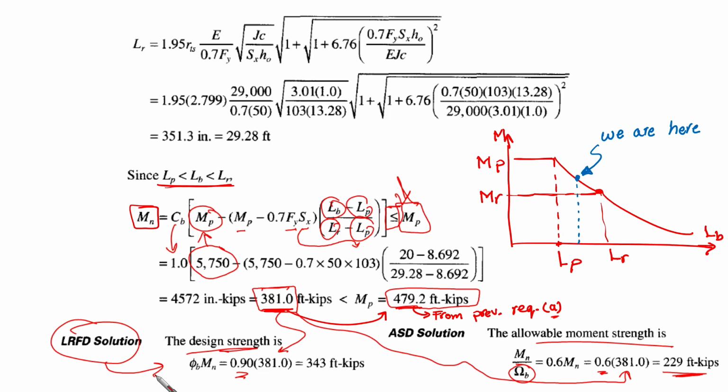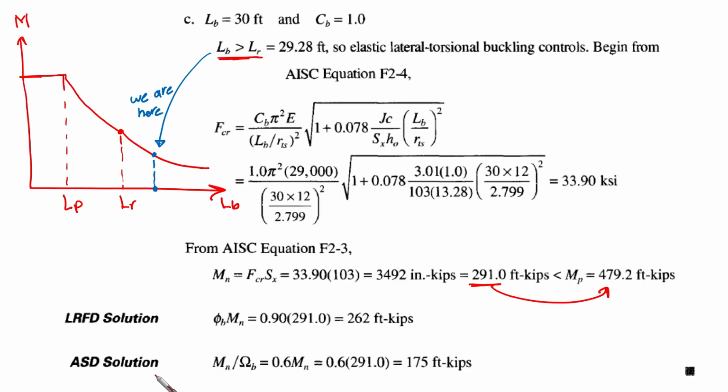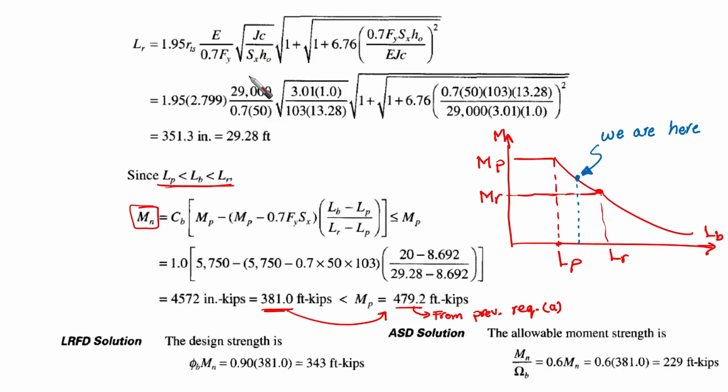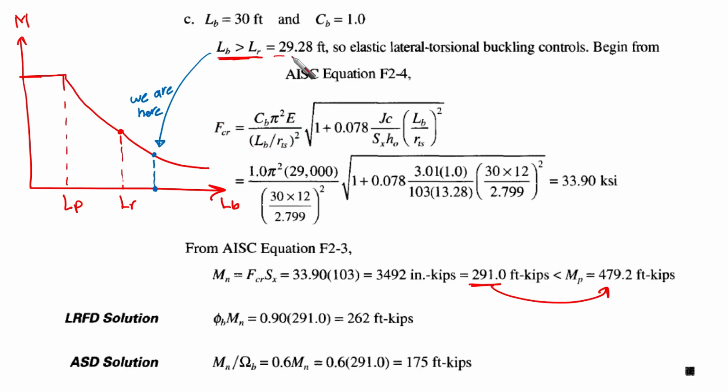Okay, now let's go to the last part, which is related to part C. Lb equal to 30 feet and Cb equal to 1. By looking, we have Lb is larger than Lr. From where did we get Lr? Previously calculated. This is Lr, 29. It's not going to be changed. It is going to be fixed. So we are here: elastic lateral torsional buckling. Then we need to use this equation of Fcr, right?